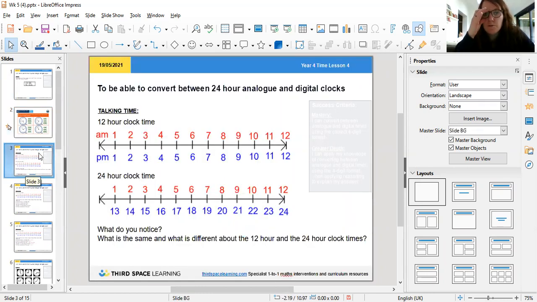So that's what we've just drawn to be able to convert between 24-hour analog and digital clocks. Think about what's the same between them. Think about what is different. Normally in class you would talk to the person next to you, so maybe you could talk to an adult if they aren't working. Maybe you could write down some notes and share with them later. What do you notice is the same between the 12 and 24-hour clocks, and what do you notice is different?